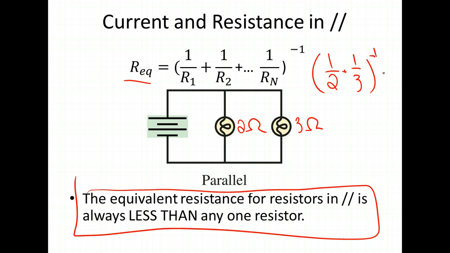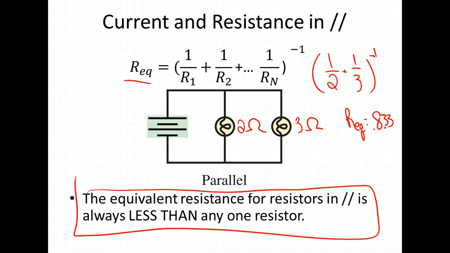So figure it out. Bust out the calculators. What is the equivalent resistance for those two resistors in parallel? What is it? Somebody confirm? Right? The equivalent resistance is less than any one resistor.